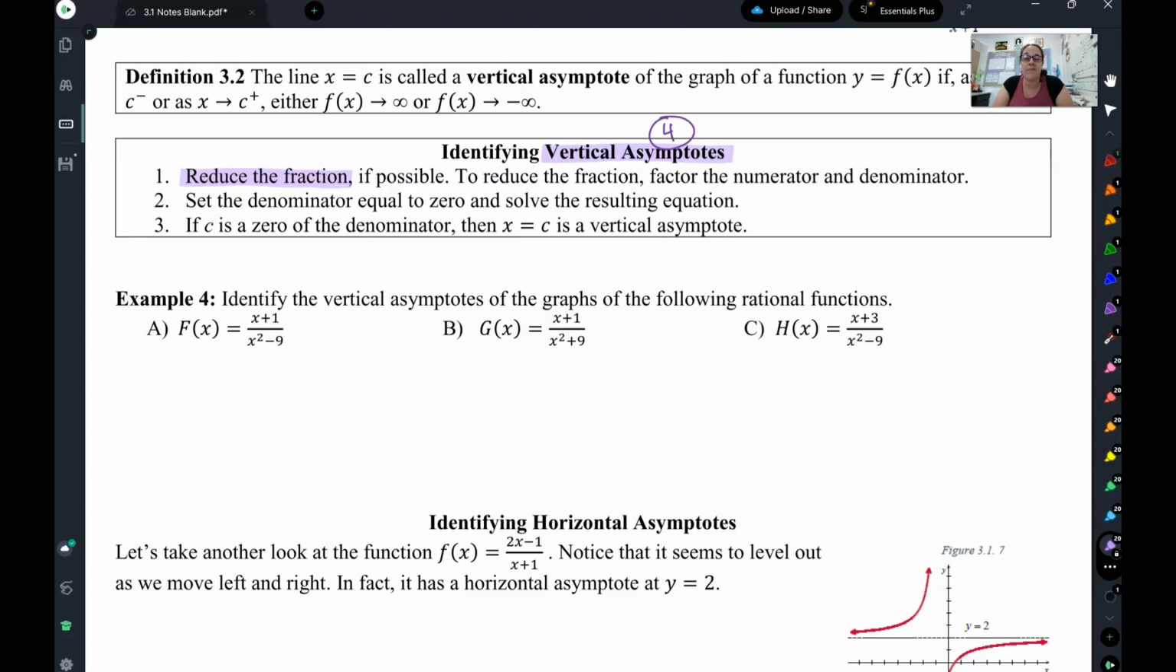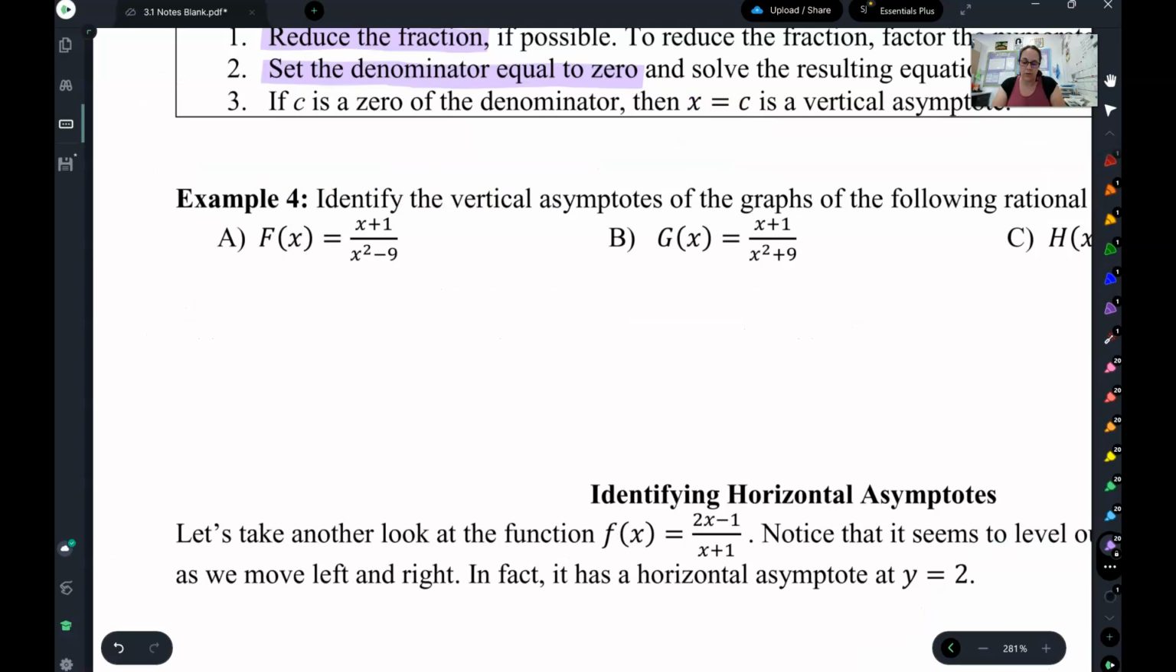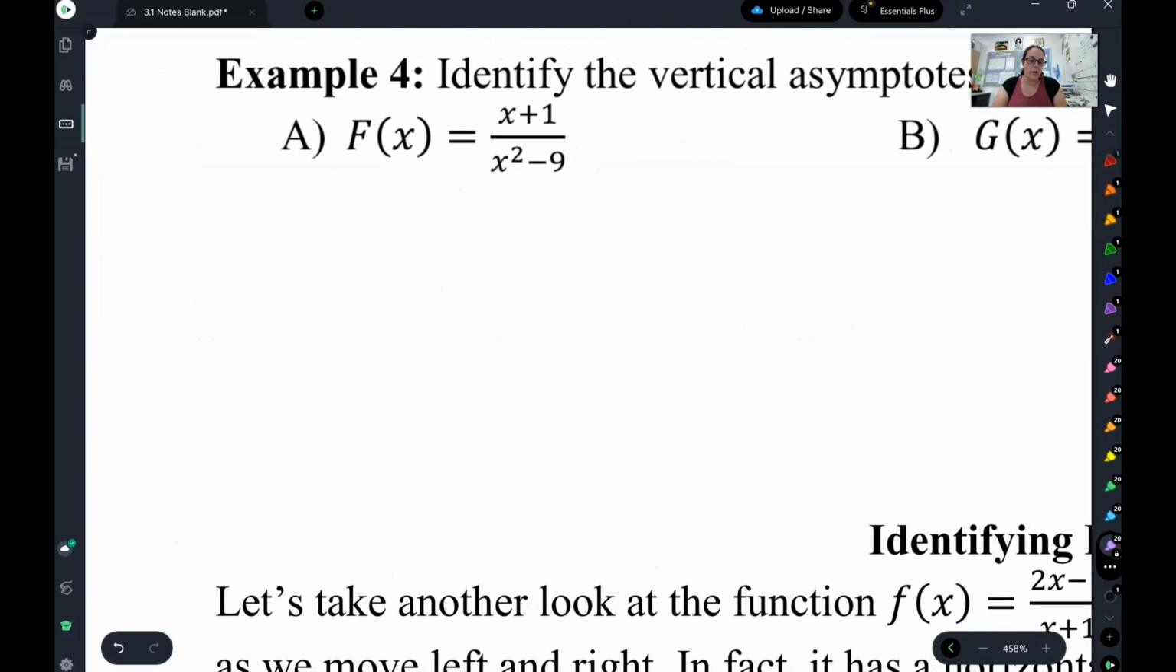Reducing means we need to factor everything and see if anything cancels on top and bottom. You have to do that first or you'll get your vertical asymptotes wrong. So we reduce first, then we set the denominator equal to 0 and solve. So let's try that here with example 4.